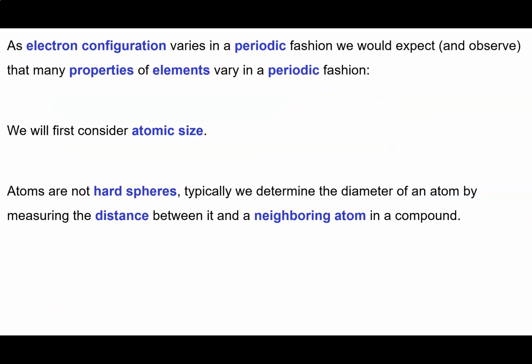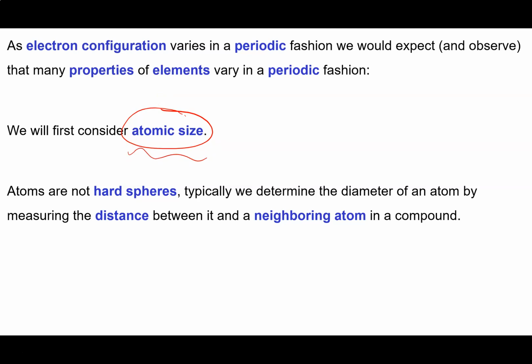So we saw that the electron configuration of the elements varies in a periodic fashion across the periodic table. And as the arrangement of electrons in an atom is what determines its properties, we would also expect that the properties of atoms vary in a systematic fashion across the periodic table. Now, the first property that we're going to look at and how it varies across the periodic table is atomic size. So how big an atom is.